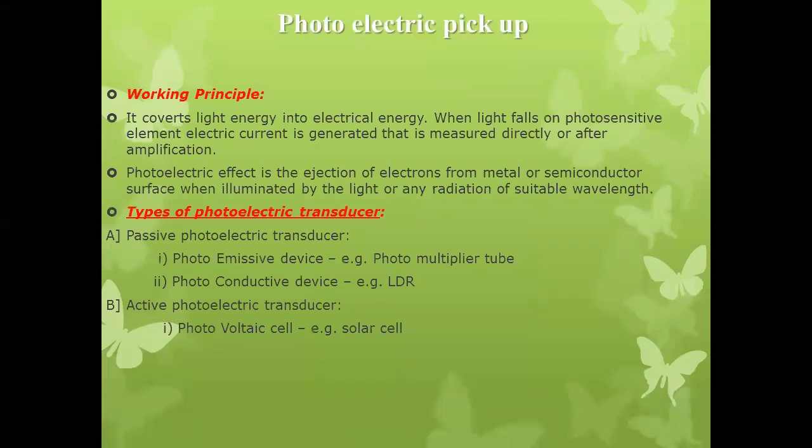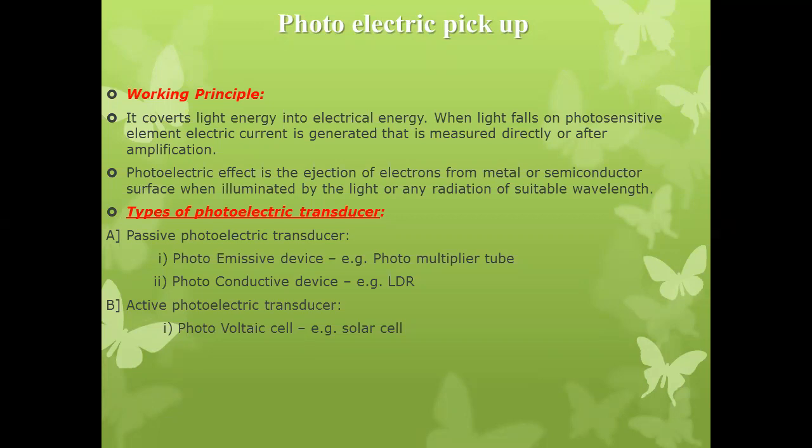Next, photoelectric pickup. Working principle of the photoelectric pickup: it is another type of electrical transducer. It converts light energy into electrical energy when light falls on the photosensitive element, and an electric current is generated that is measured directly or after amplification. The PV cell mainly works on this principle.